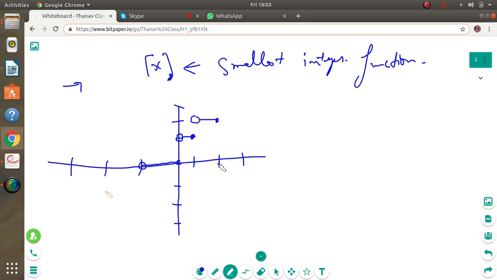Yeah, something like that. So essentially, it's still right continuous, but the value jumps down by one every time you look from the right.